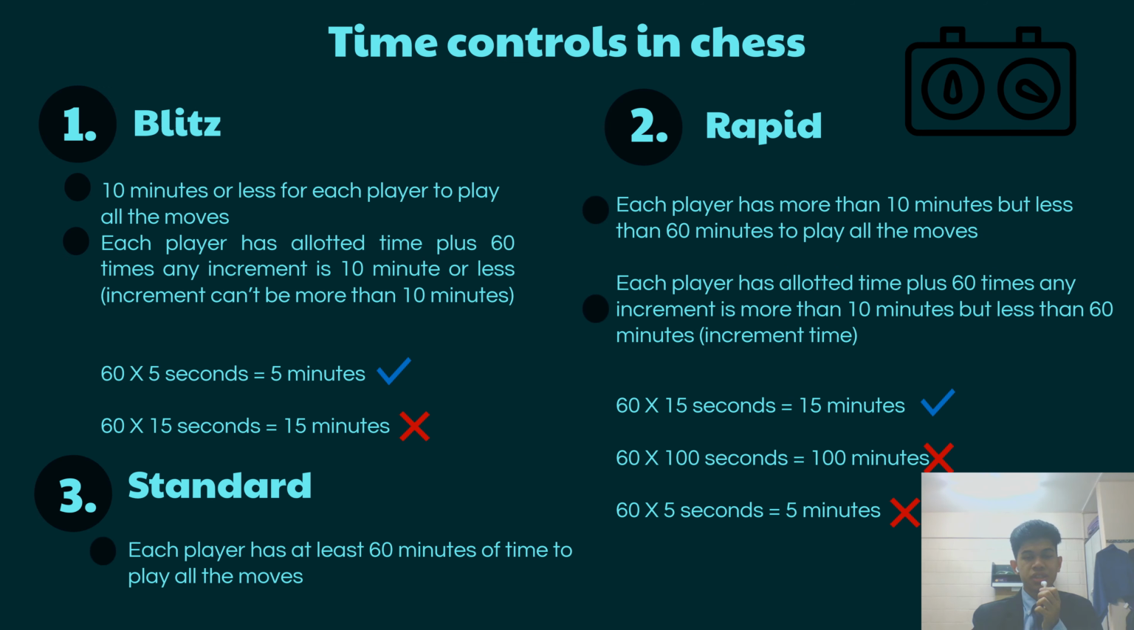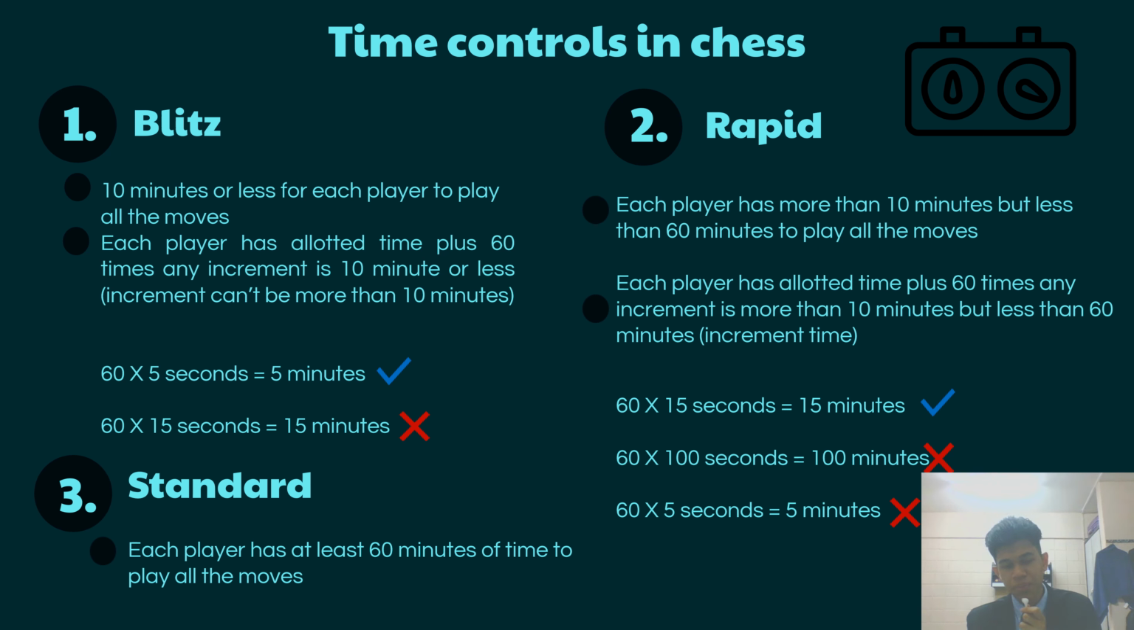And now time controls in chess. So in chess we have three time controls: blitz, rapid, and standard. So in blitz, all players have 10 minutes or less to play all the moves, and each player has allotted time plus 60 times any increment, that is 10 minutes or less. So meaning that the total can't be more than 10 minutes. So for example, 60 times 5 seconds increment equals 5 minutes. So this is blitz because it is less than 10 minutes. And the second example is 60 times 15 seconds increment equals 15 minutes. And this is not blitz because it is more than 10 minutes.